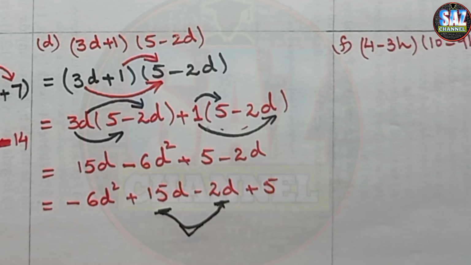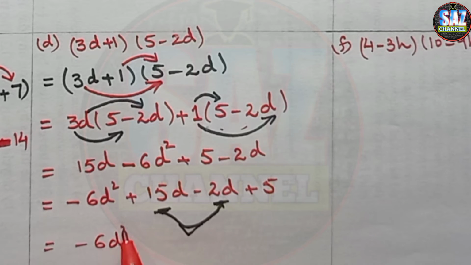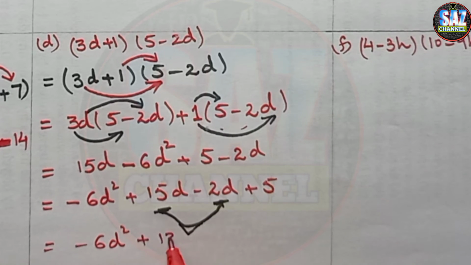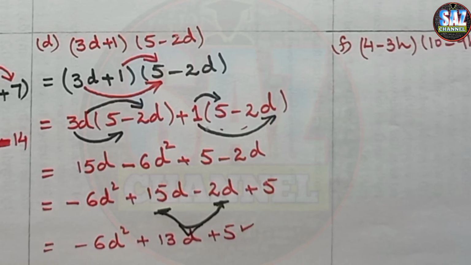So the question will take the form minus 6d square and 15 minus 2. Coefficients have to be solved together. This is 13d and plus 5. Okay, and let's move to the next part of the question quickly.